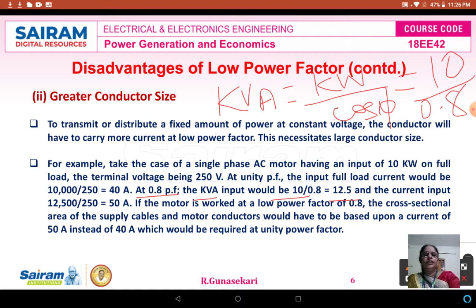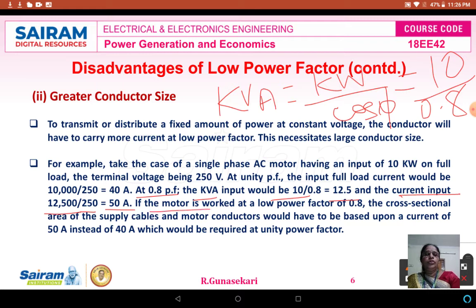Then what is the current input? Current input is nothing but the power: 12.5 kVA means 12,500 divided by the voltage, that is equal to 50 amps.